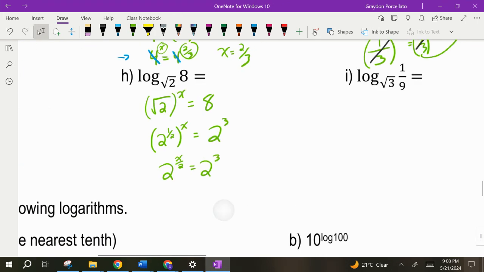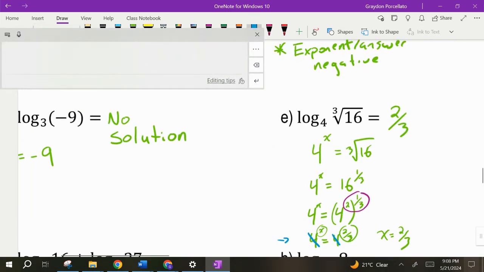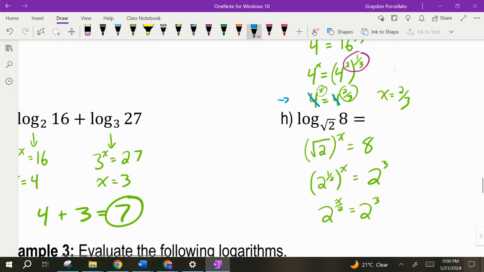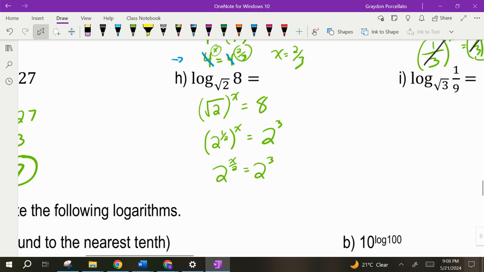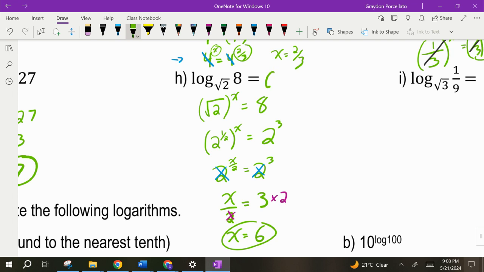So that's going to help here. And we want to make our bases the same. So when my bases are the same, I can cancel out my bases, and I get x over 2 equals 3. How do I solve that? I multiply this side by 2. And in this case, I get x equal to 6. So that's my answer.